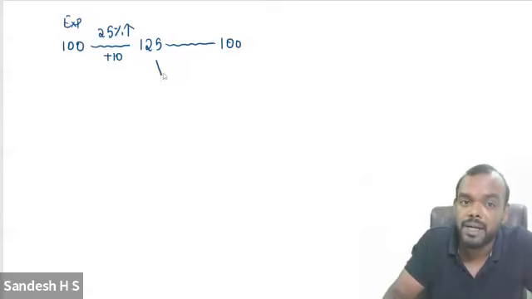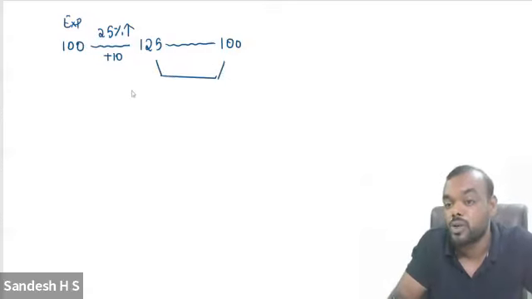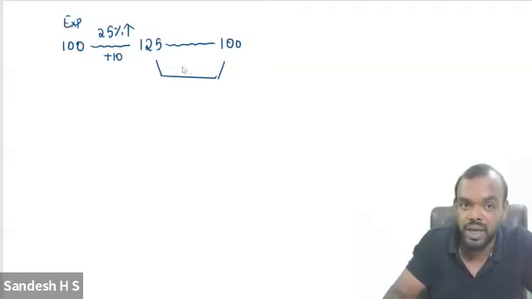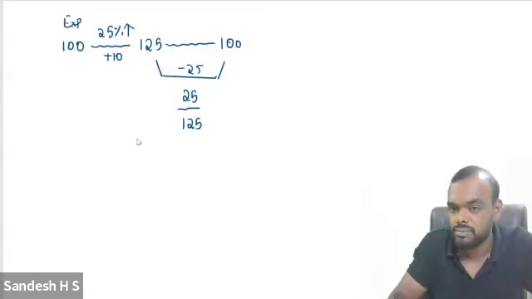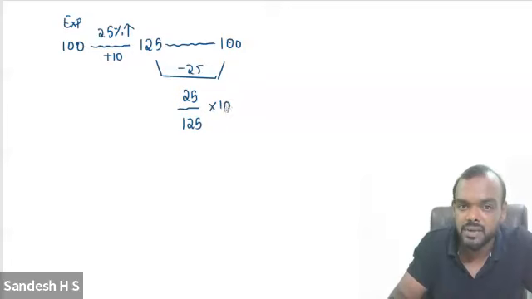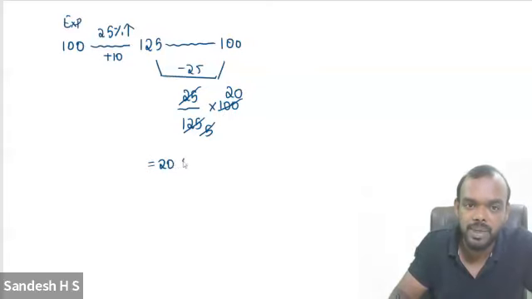Now I have to bring it back to the original value, that is 100. That means how much should I reduce? 25. 25 out of which value? 125. To convert it into percentage, we multiply with 100. 25 into 5, 5 into 20. Answer is 20%. We got the same answer.